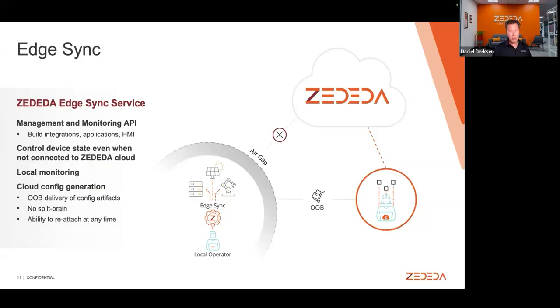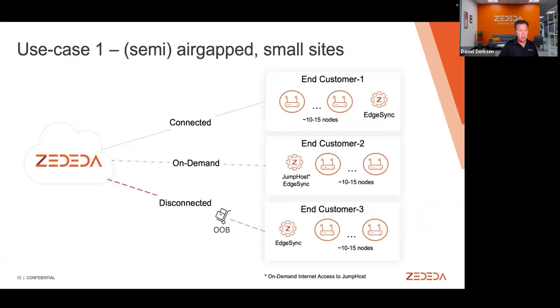So basically what Edge Sync is implementing is a manual way of transferring, or an out-of-band way, I should really say. It doesn't necessarily have to be manual, but an out-of-band way of transferring a config from the cloud into a location, right? So this is what it looks like for that customer.